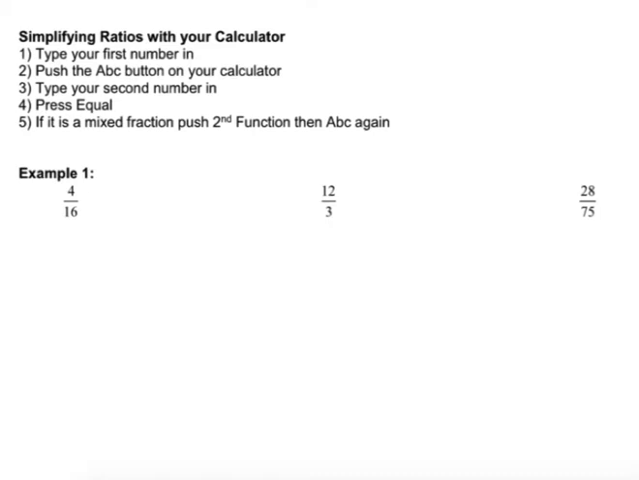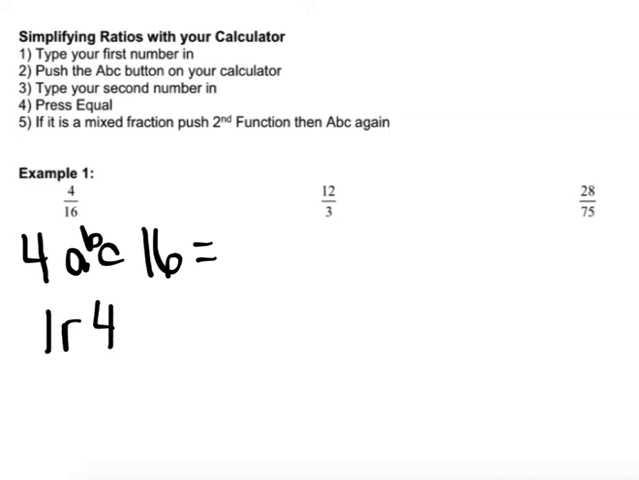So for the first one, if we were to do this with our calculator, we're going to type in 4. And then we're going to hit the lovely ABC button. We're going to type in 16. We're going to hit equals, and we're going to get something that looks like this: 1R4. Now this means 1 remainder 4, so that means that we technically have to write it as 1 over 4. We started with a fraction, our answer is going to end as a fraction.